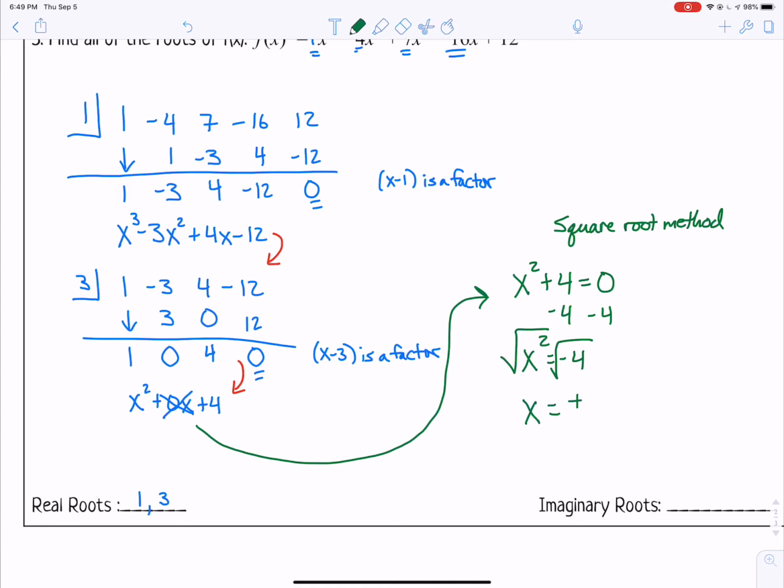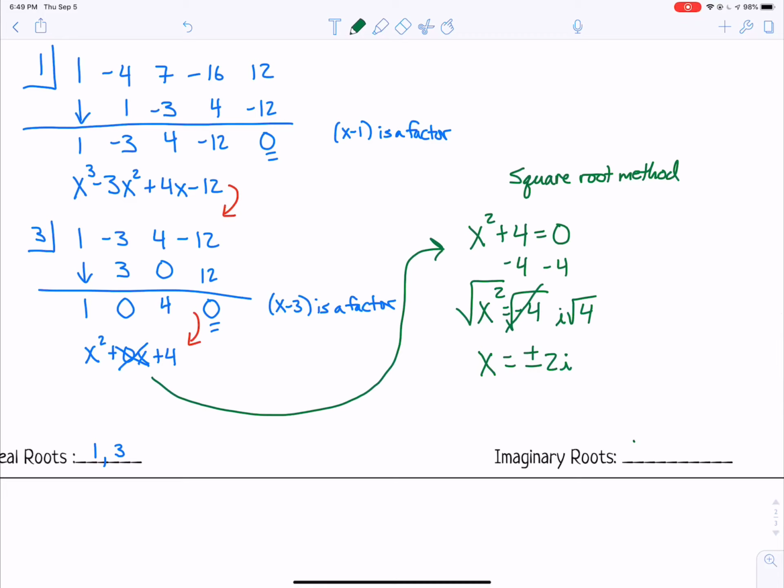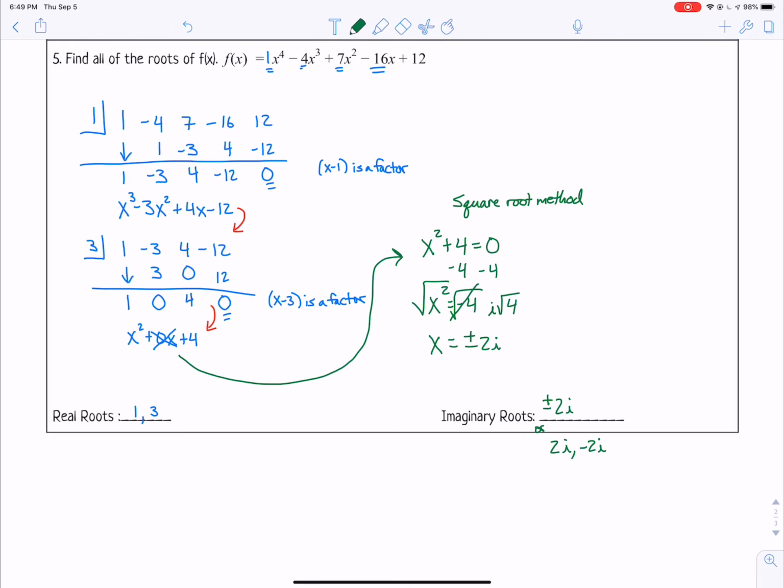So x will equal plus or minus, and then remember that little negative comes out as an i. Oops, I didn't mean to erase that, hold on. This is i square root 4, which is 2i. So x will equal plus or minus 2i. Now those are your imaginary roots. You can write them as plus or minus 2i, or you can just write them separately. Either way is fine, but you don't have to write both. All right, so that's it for your practice quiz.